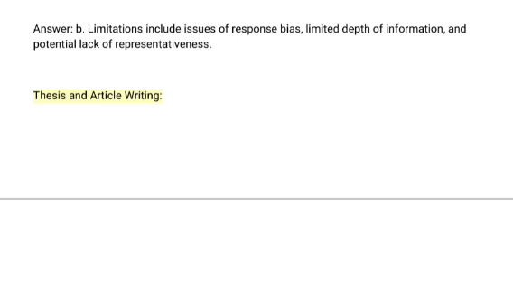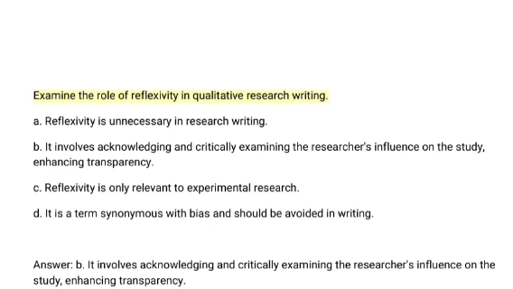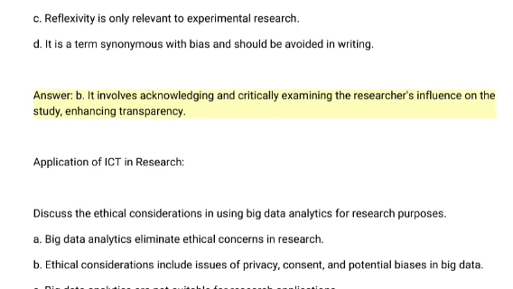Thesis and article writing. Examine the role of reflexivity in qualitative research writing. A. Reflexivity is unnecessary in research writing. B. It involves acknowledging and critically examining the researcher's influence on the study, enhancing transparency. C. Reflexivity is only relevant to experimental research. D. It is a term synonymous with bias and should be avoided in writing. Answer. B. It involves acknowledging and critically examining the researcher's influence on the study, enhancing transparency.